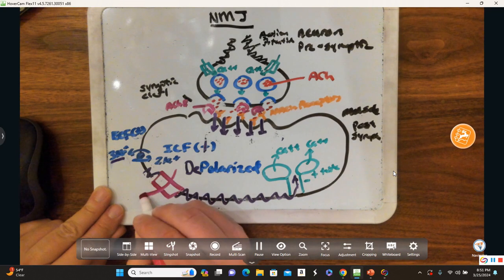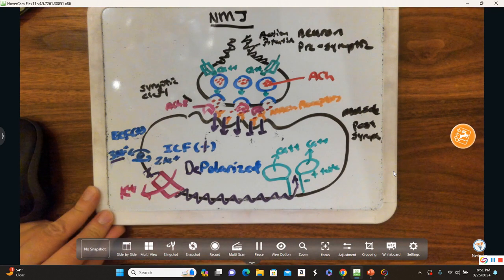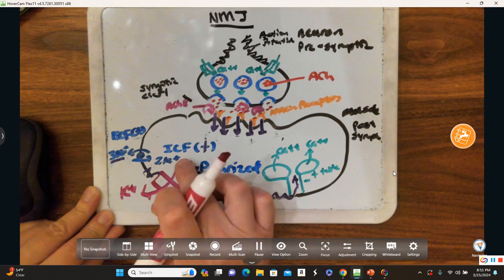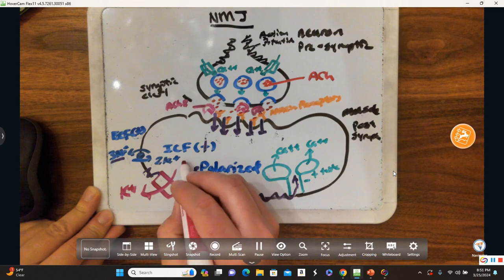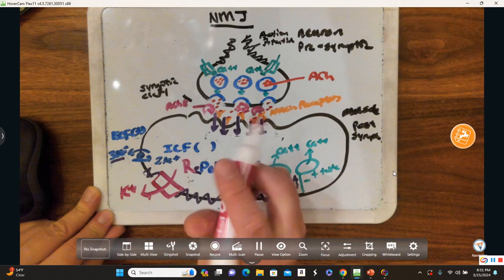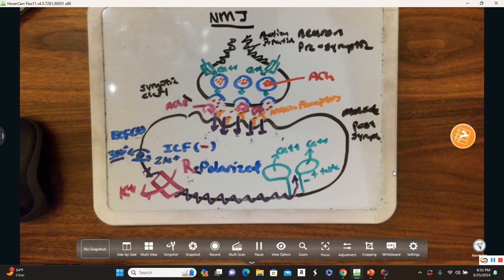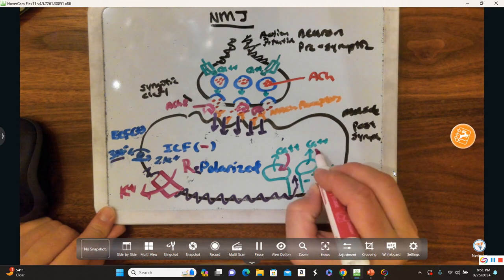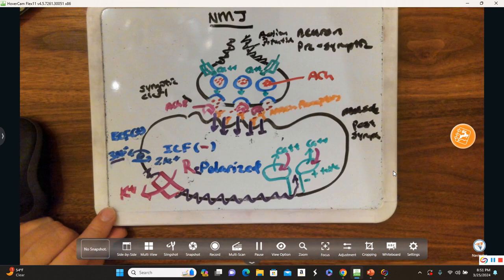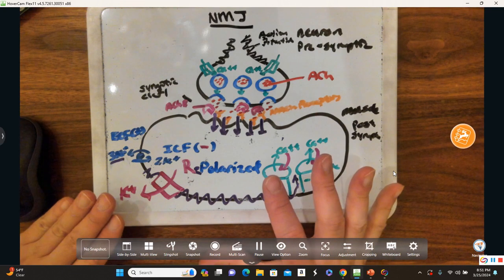We're going to let potassium gates open, and we're going to take a bunch of potassium out. And what's going to happen is the cell becomes negative again, and we call it repolarized. And what will happen is all that calcium goes back in, and the cell relaxes. Okay? And we say it repolarizes. All right?